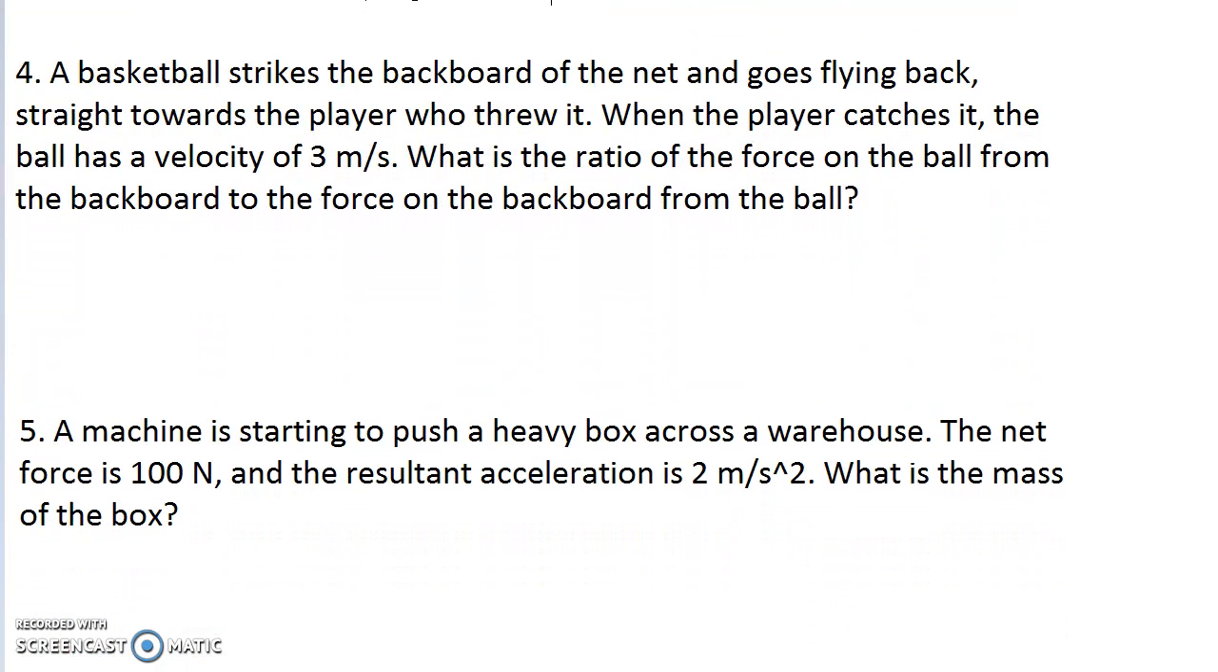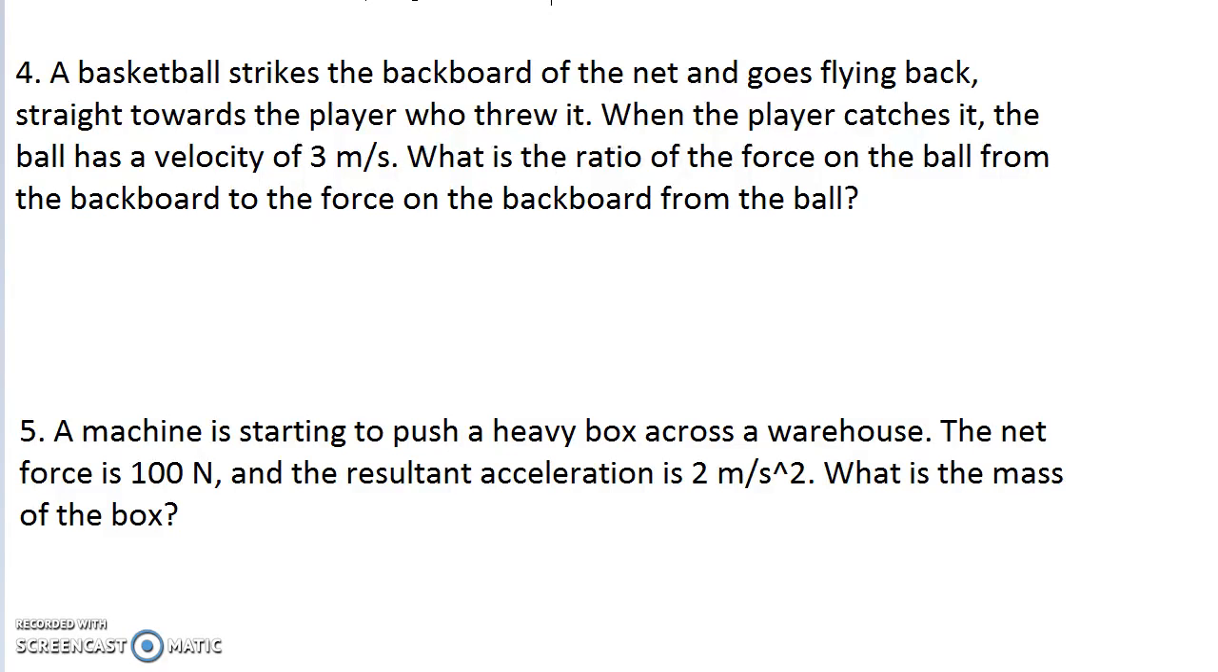4. A basketball strikes the backboard of the net and goes flying back straight towards the player who threw it. When the player catches it, the ball has a velocity of 3 meters per second. What is the ratio of the force on the ball from the backboard to the force on the backboard from the ball? So essentially, this question is just asking how do these two forces compare? And it's in kind of a roundabout way, and of course they phrase it in a difficult to understand way.